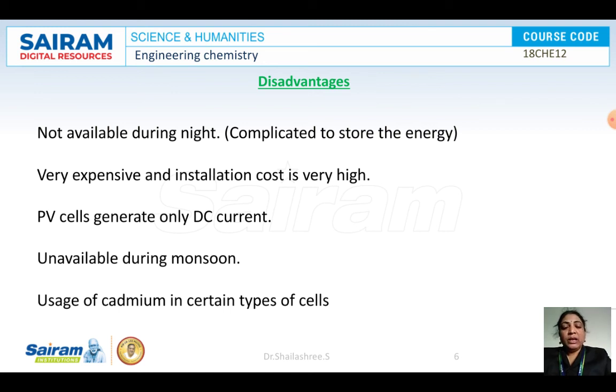Coming to the importance, the very main importance is for those who are staying very far from electric grid connections, solar energy will be one of the best sources of energy. And for families staying very far from the city limits, solar energy will be the best source of energy.